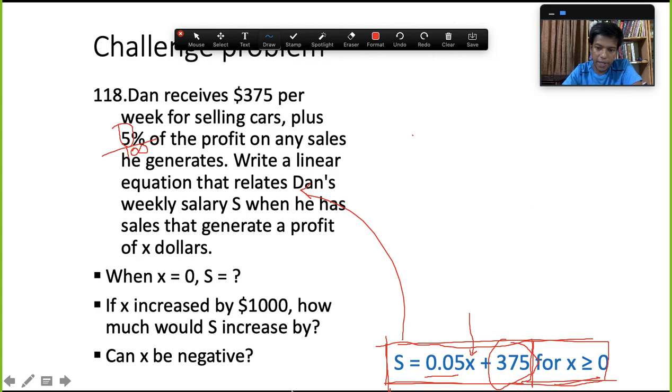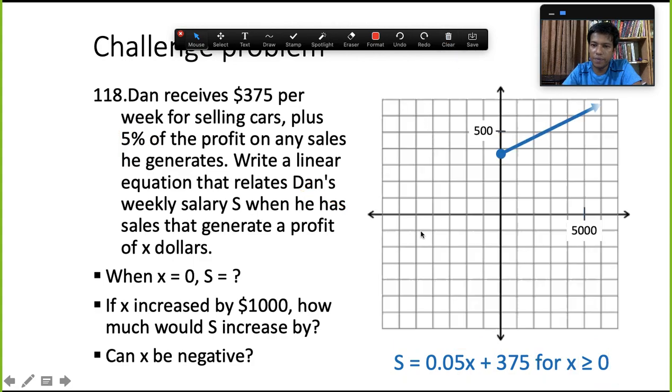Can x be negative? This x, can it be negative? The answer is of course no, because he cannot make a negative profit. He has to sell the cars with some profit, or not sell anything. He cannot sell the car at a loss. So it cannot be negative.